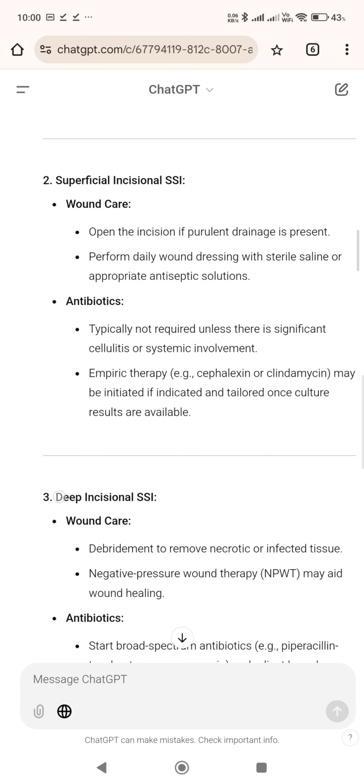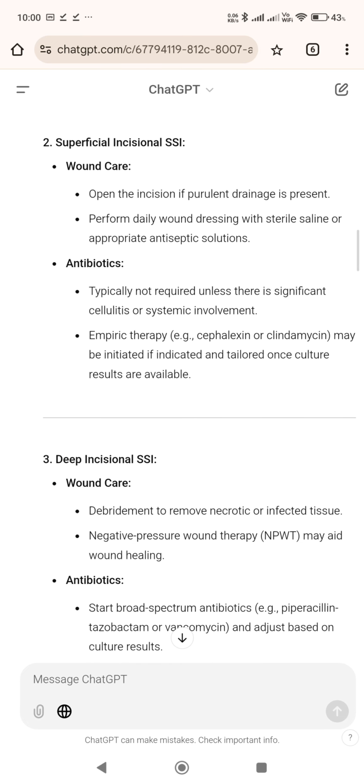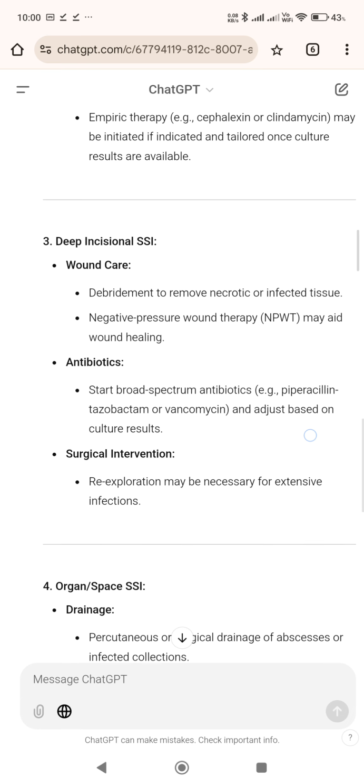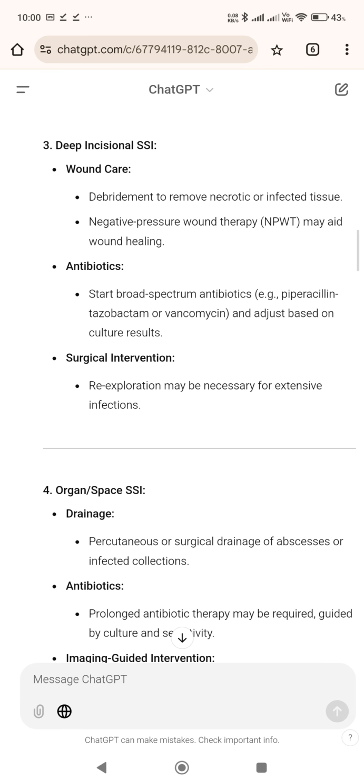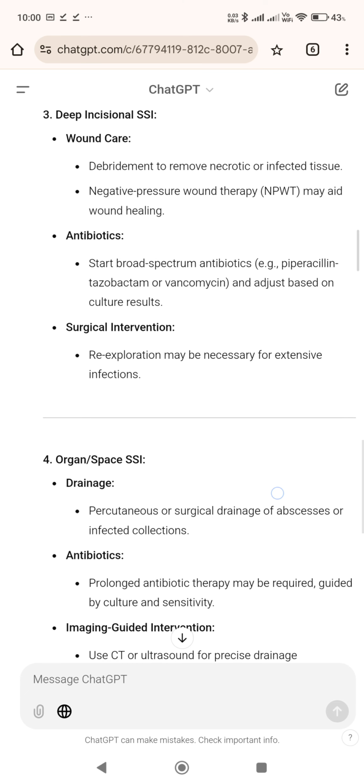2. Superficial incisional SSI. Wound care. Open the incision if purulent drainage is present. Perform daily wound dressing with sterile saline or appropriate antiseptic solutions. Antibiotics. It's typically not required unless there is significant cellulitis or systemic involvement. Empiric therapy, e.g. cephalexin or clindamycin, may be initiated if indicated and tailored once culture results are available.